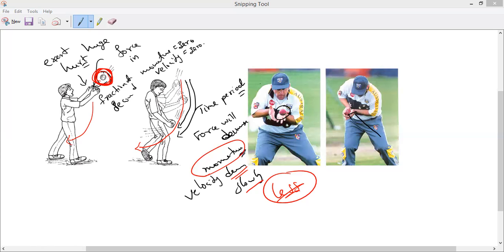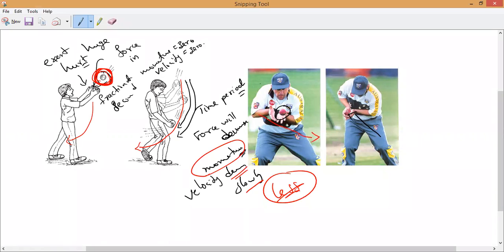So that is why when the ball is caught, we move the hands in the direction of motion of the ball. That is also how we have to move. For example, the ball is coming from this direction. Now if he moves his hands in the forward direction, will it hurt or not?